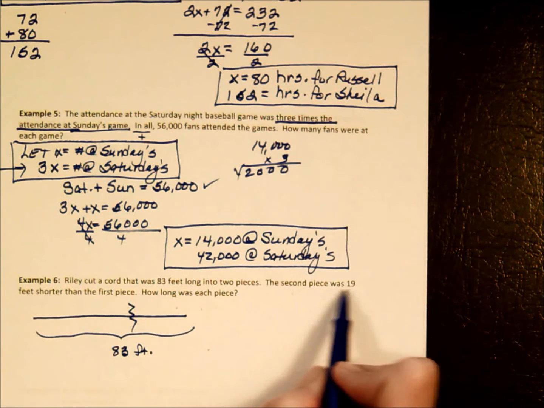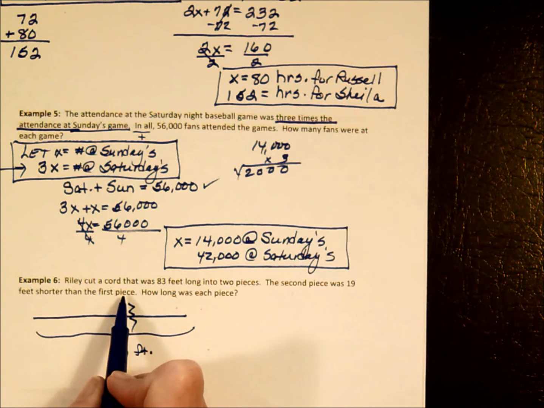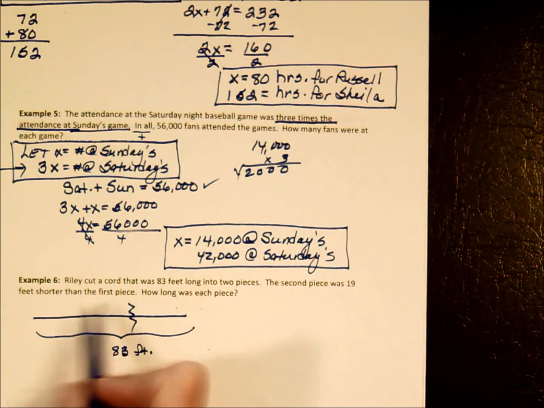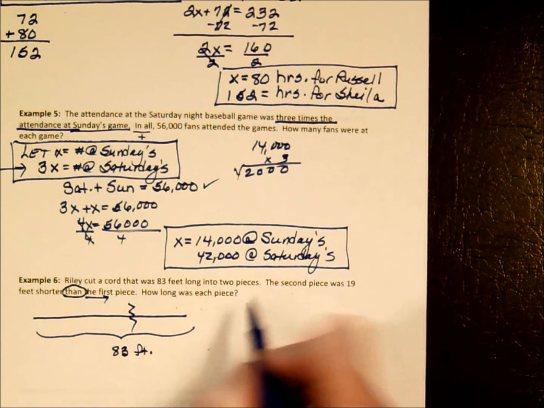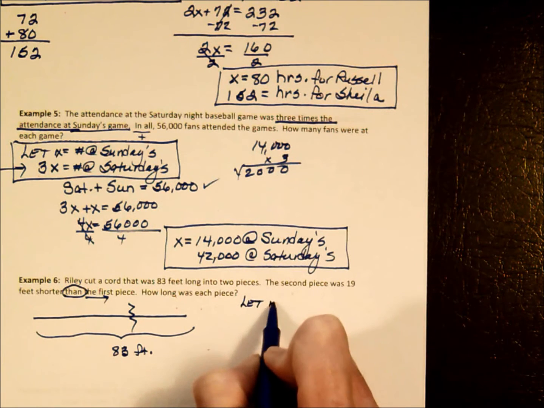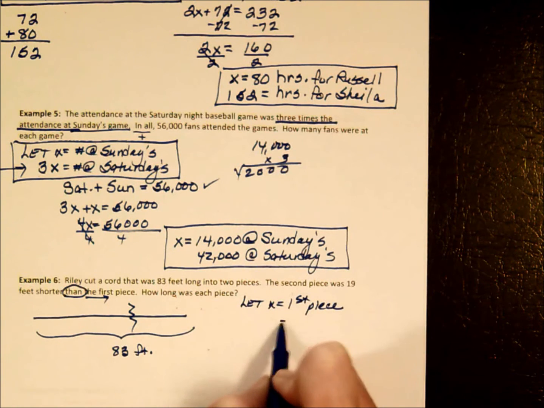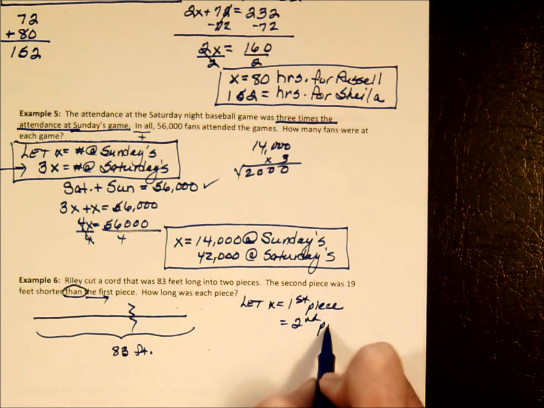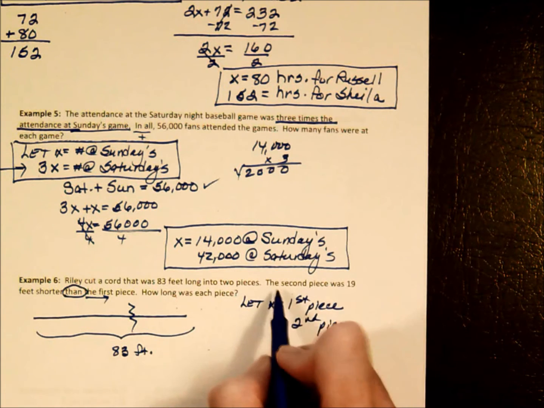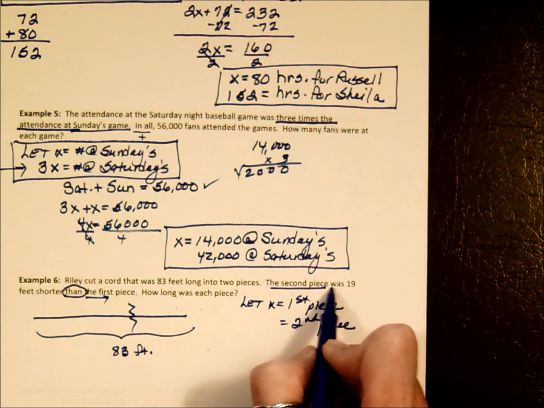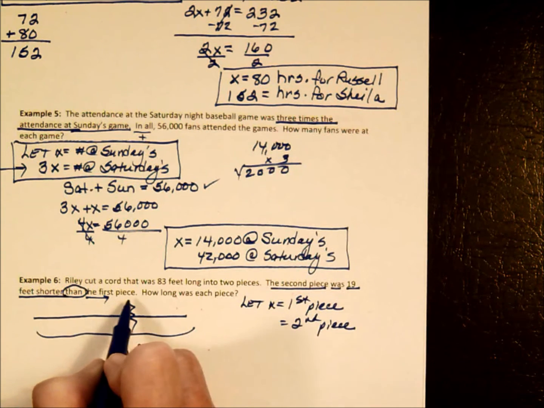The second piece was 19 feet shorter than the first piece. So what's my base? When you see that word "than," what comes after it is your base. So let x equal the first piece. So now we have to describe the second piece in terms of the first piece. What does it say? The second piece was 19 feet shorter than the first piece.